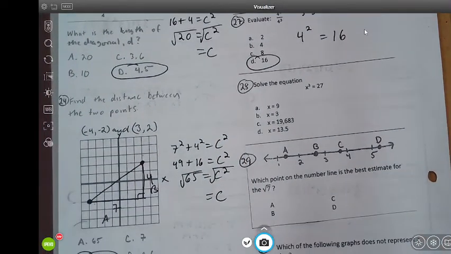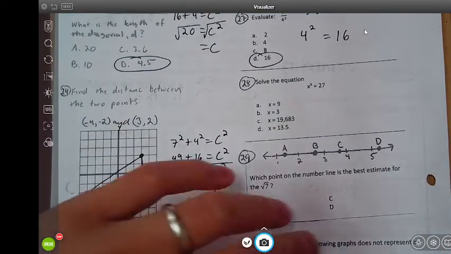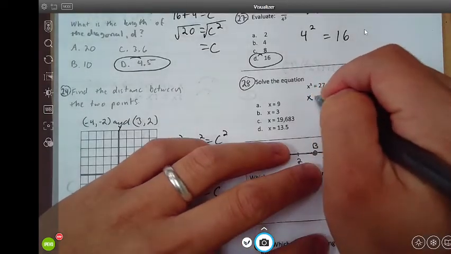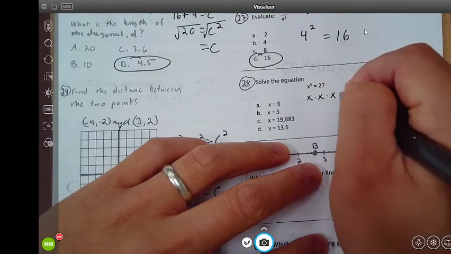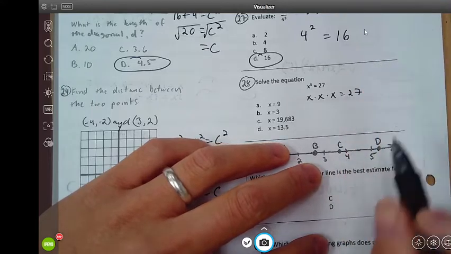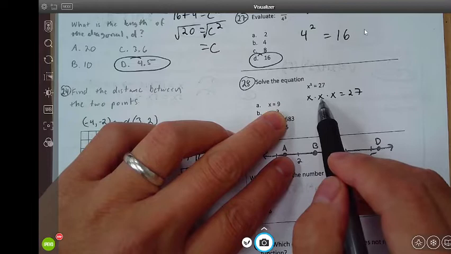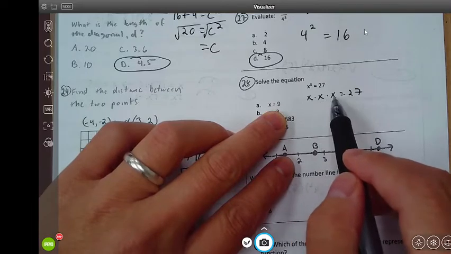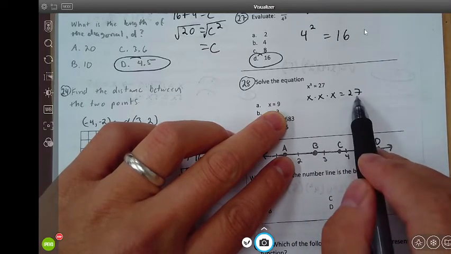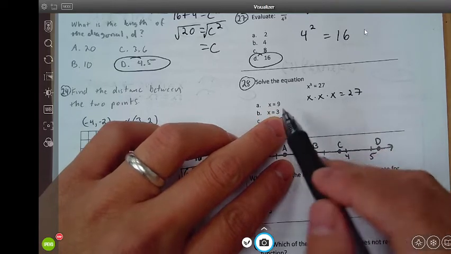Number 28, x to the 3rd equals 27. That means x times x times x equals 27. Let's plug in first 9. 9 times 9 is already 81. 81 times another 9 is going to give you something much bigger than 27. Okay, so it's not A.